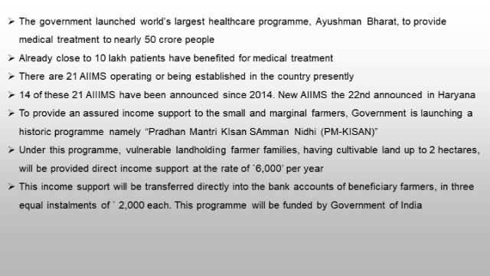Friends, a small note: it is 2 hectares, not acres. And please remember, 1 hectare is roughly 2.5 acres. So 2 hectares means it's up to 5 acres. The farmers will get 6,000 per year, irrespective of their land holding.